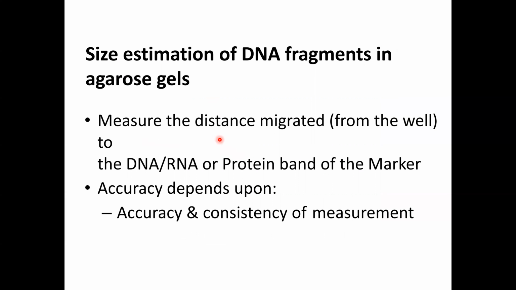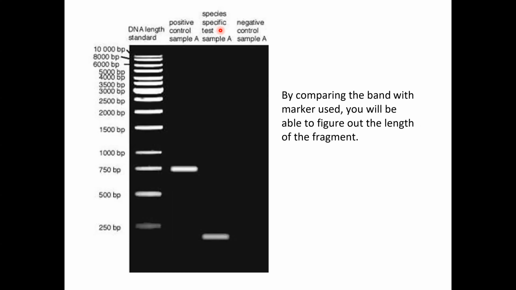So you can measure the distance migrated from the original point, from the well, of the DNA or RNA or protein bands of the marker. So we have a marker. The accuracy will depend, of course, on the accuracy and the consistency of the measurement. So this is how you're going to compare the band. If you have the agarose gel, then you can compare using this band, no?